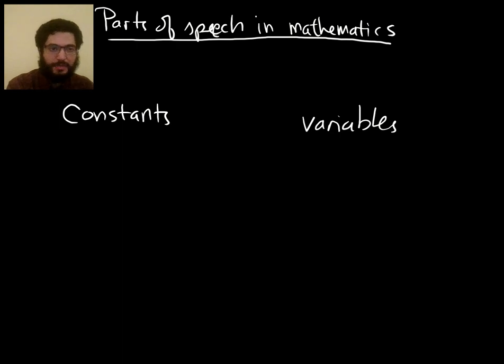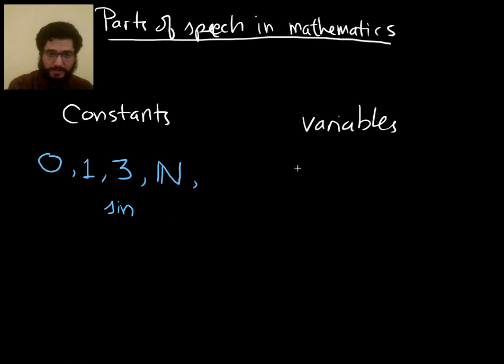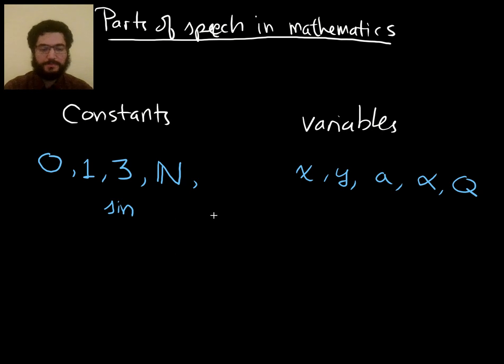Constants, so maybe I'll relate them also to, well, let me start by giving you examples. So constants, things like 0, 1, 3, this symbol, which will end up standing for the set of natural numbers. This symbol, which you could say refers to the sine function. And here are some examples of variables: x, y, a, alpha, capital Q. These are all variables.